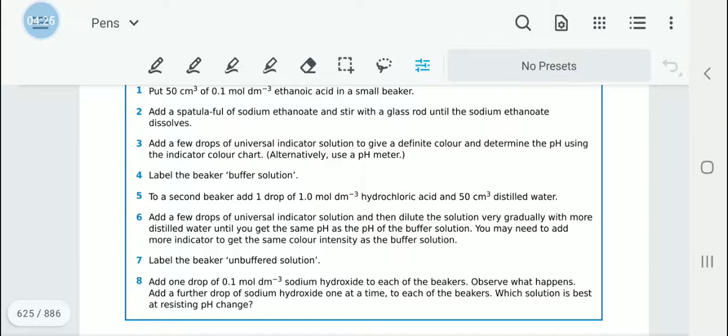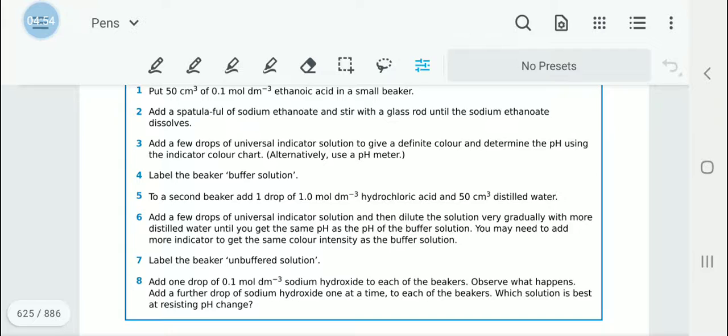Add a sample of ethanoic acid into a small beaker. Mix sodium ethanoate in it. Add a few drops of universal indicator until it reaches a definite color, and determine its pH. This is the buffer solution. Leave a line and write.